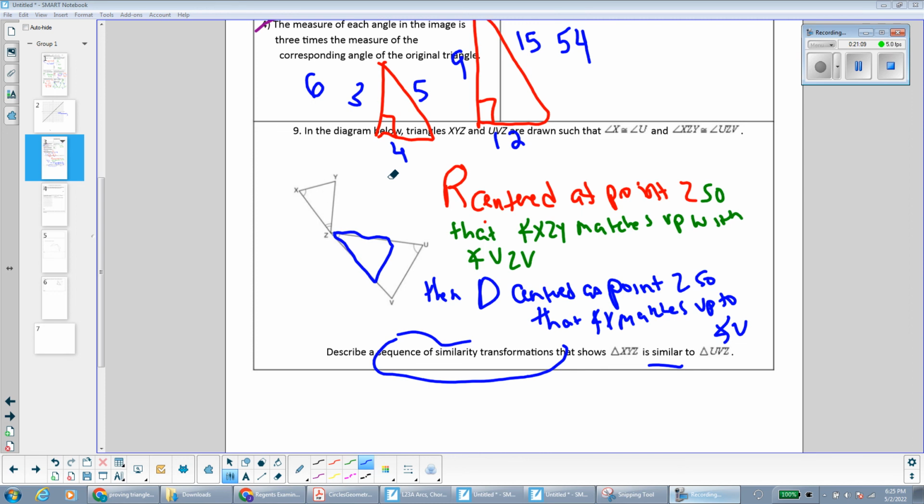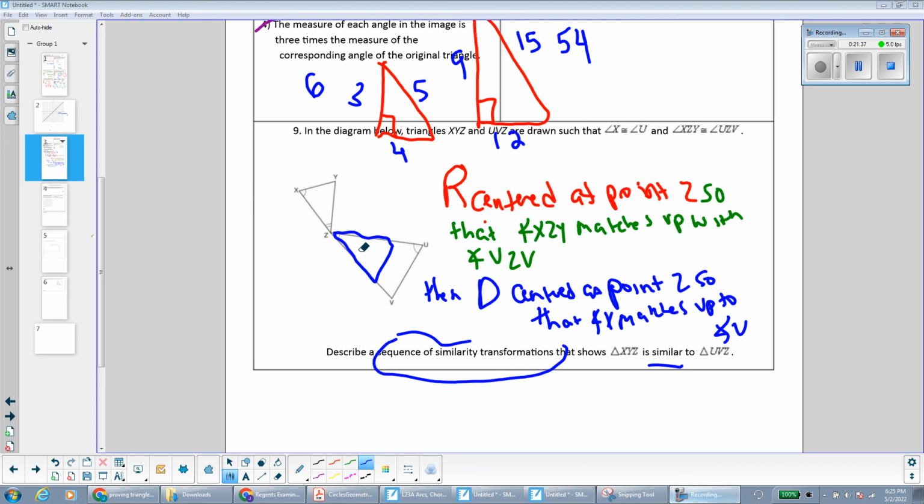So rotation centered at point Z, and we're going to turn it until this top piece of this triangle matches up with this top piece of this triangle. So until angle XZY matches up with angle UZV. Once we rotate it and turn it that way, I can also specify either clockwise or counterclockwise. It wouldn't matter, both directions would get us where we need to go.